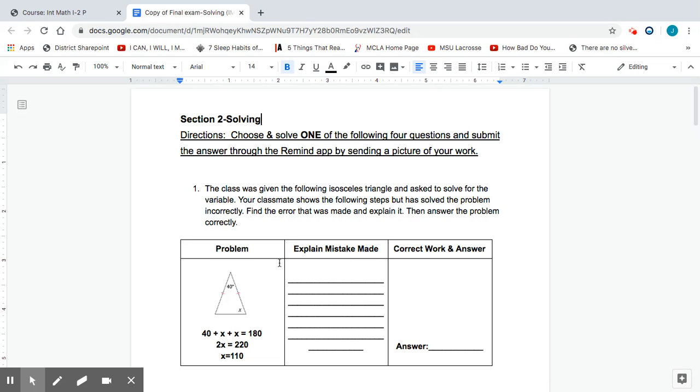So you could draw this picture and show that work. And then in the next section, you would explain what the mistake was. And then in the third section of this problem, you would write the correct answer. And you would be done.